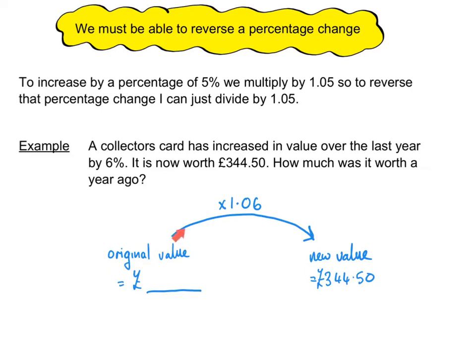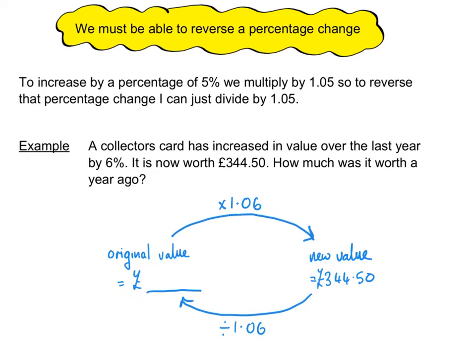So this percentage change has already taken place, taking the original value of the card and multiplying it by 1.06 to get the new value that's mentioned in our question. We want to do the opposite of this to go from our new value back to our original value. Now, that just means doing the opposite of what's up here. Multiplication by 1.06, well, the opposite to that is going in the other direction. We need to divide by 1.06.